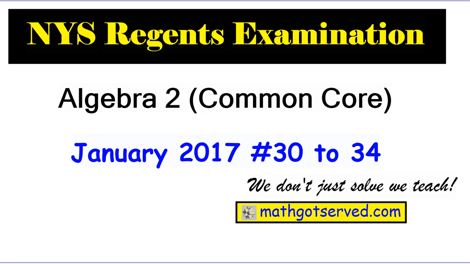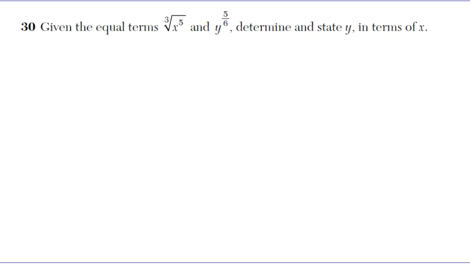In this clip we're going to be going over problems 30 to 34 of the Algebra 2 Common Core New York Regents exam for January 2017. All right, let's take a look at question 30. It reads, given the equal terms, the third root of x to the fifth and the 5/6 root of y, determine and state y in terms of x.